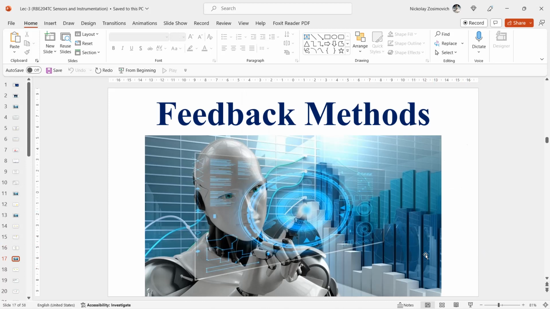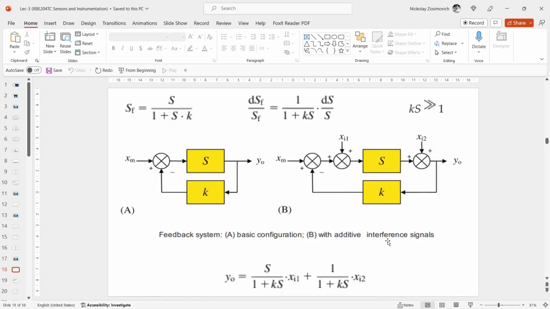Another subtopic, the feedback method. Feedback is an error reduction method originating from the early amplifiers with vacuum tubes. Their unstable operation was a real problem until the application of feedback, which reduces in particular multiplicative error. And this figure A, on the left part of this slide, shows the general idea.